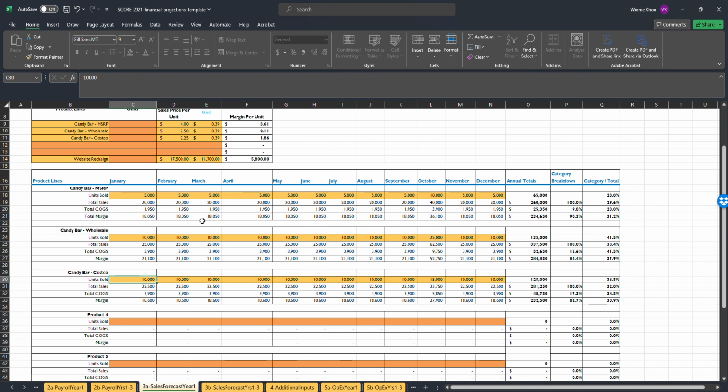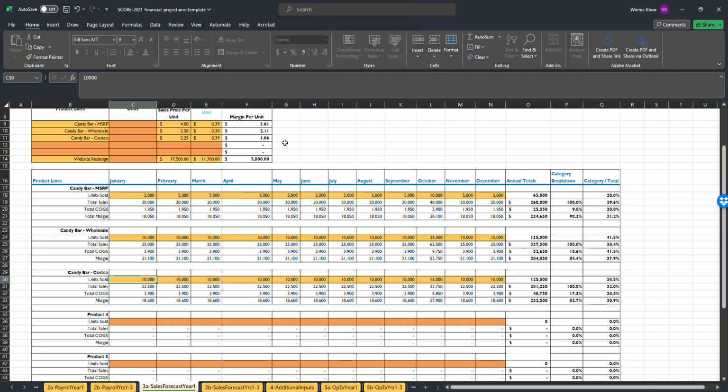So we're forecasting, estimating being able to sell roughly every month for the most part, 5,000 candy bars direct, and then 10,000 for each of the wholesale and the Costco channels. Now, these channels, they're major retailers. They can drive more sales. And yes, the margin is lower for these channels, but we should expect much higher sales volumes.